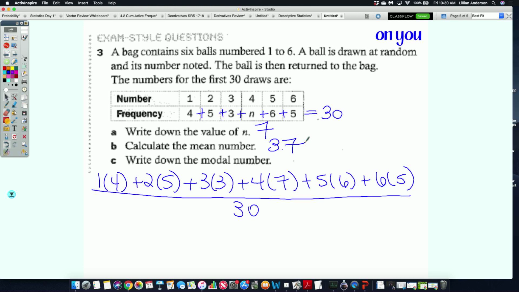And you have to write down the modal number. Modal sounds like mode. Mode means the one that shows up the most, or that has the largest frequency, which is 7. 4. So then our modal number would be 4. No matter with the median, the mean, or the mode, it should always come from your x values, okay? Or whatever it is that you collected your data of. So it's the numbers that are actually on the balls.